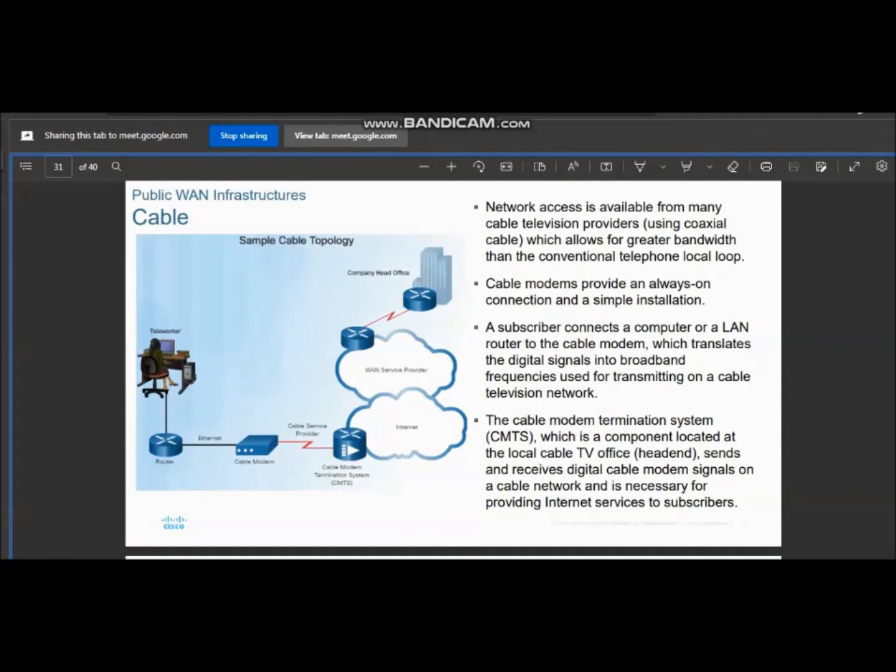Next is cable. Network access is available from cable television providers using coaxial cable, which allows for greater bandwidth than the conventional telephone local loop. Cable modems provide an always-on connection and a simple installation. The Cable Modem Termination System, CMTS, a component located at the local cable TV office, sends and receives digital cable modem signals on a cable network, and it is necessary for providing internet services to subscribers.